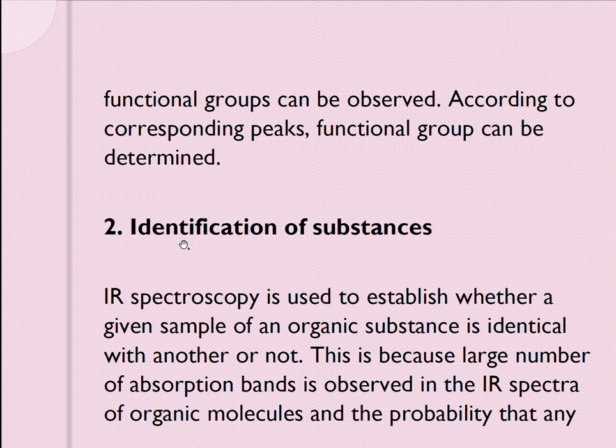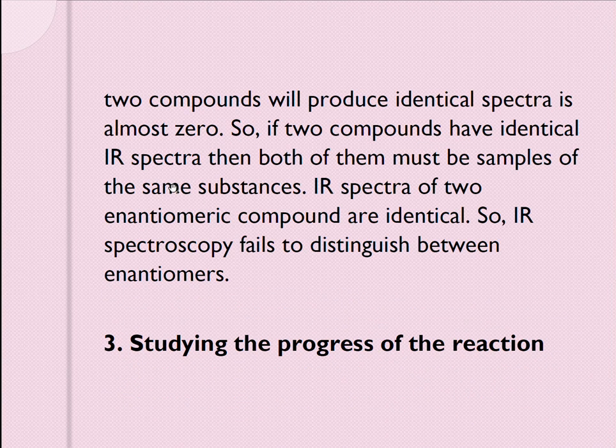Then identification of the substance. IR spectroscopy is used to establish whether a given sample of an organic substance is identical with another or not. This is because a large number of absorption bands is observed in the IR spectra of organic molecules, and the probability that any two compounds will produce identical spectra is almost zero. So if two compounds have identical IR spectra, then both of them must be samples of the same substance. The IR spectra of true enantiomeric compounds are identical, so IR spectroscopy fails to distinguish between enantiomers.